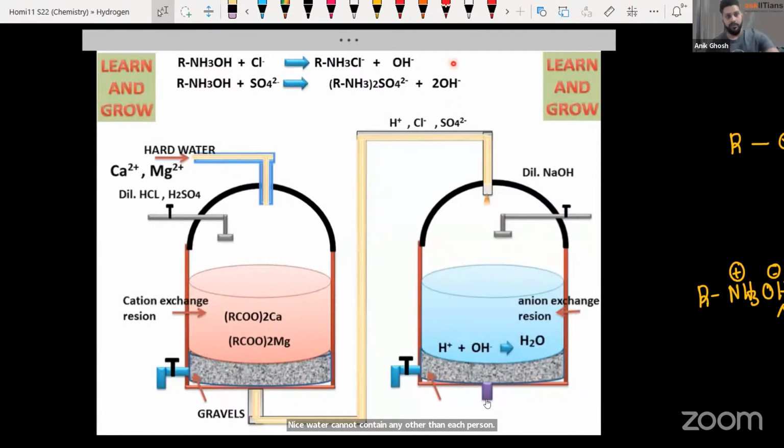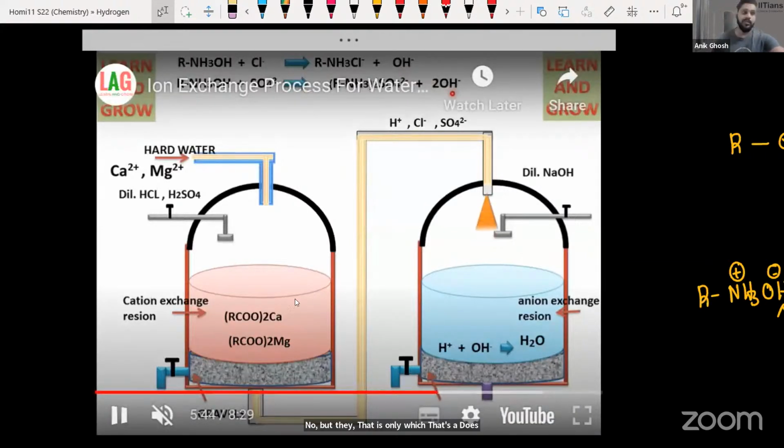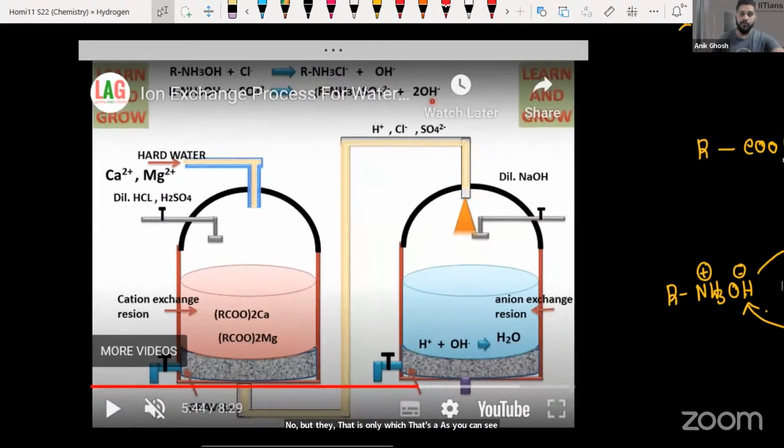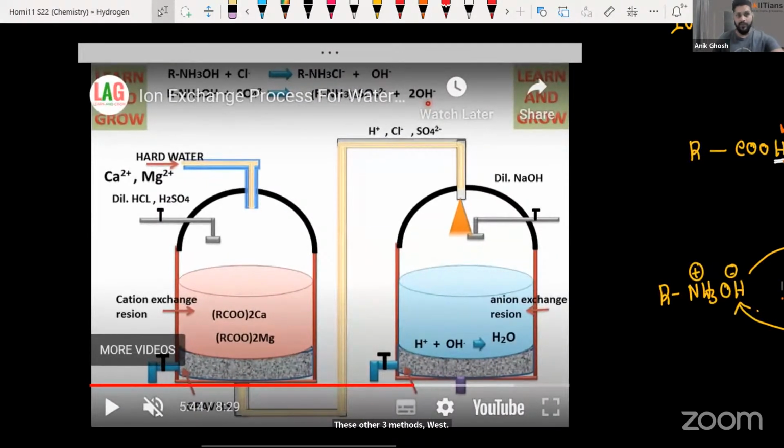No, Ritik, how would it? There is only OH minus present in it, as an anion. So as you can see, H plus and OH minus gives you water. So these are the three methods through which deionized water is made, more pure. Yes, Raj, exactly. It's more pure.